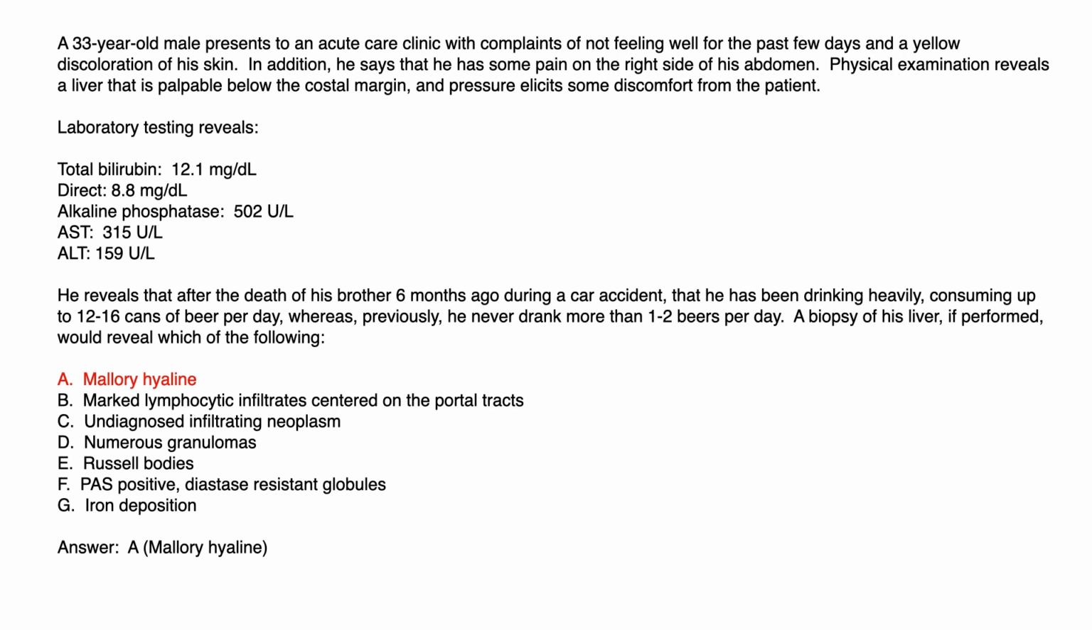Obviously, you can see iron deposition if it was hemochromatosis. You could see PAS-positive, diastase-resistant globules, which is the alpha-1 antitrypsin. Russell bodies, probably maybe with lymphocytes and stuff like that. Numerous granulomas, sarcoidosis can affect the liver. An undiagnosed infiltrating neoplasm, not likely to cause cirrhosis. And marked lymphocytic infiltrates in portal triads would be potentially hepatitis C. But of the choices, given the history and everything like that, Mallory's hyaline, I believe, is the best.